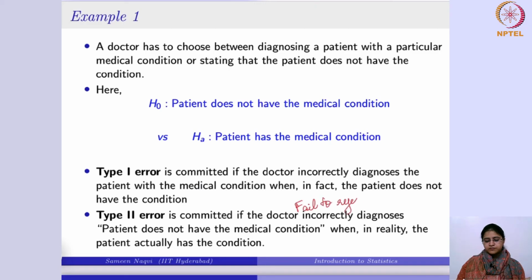Fail to reject H0 when H0 is false. Something is false. Okay, the null is that the patient does not have the medical condition. This is basically false, which means the patient has the medical condition and is suffering from that disease, but the doctor fails to reject the null. So he says that the patient does not have it, and you are not treating that patient. So here also you can say that the doctor incorrectly diagnoses that the patient does not have the medical condition, when in reality the patient actually has the condition. So this is how you can frame your hypothesis.